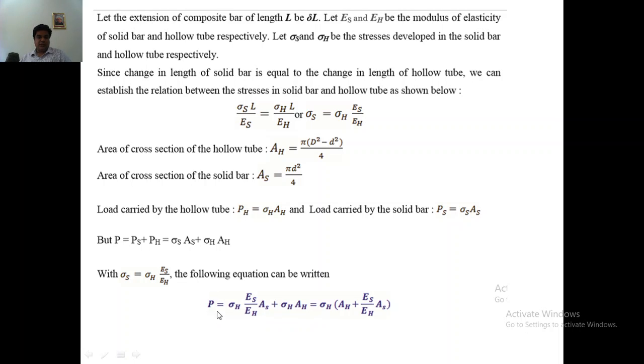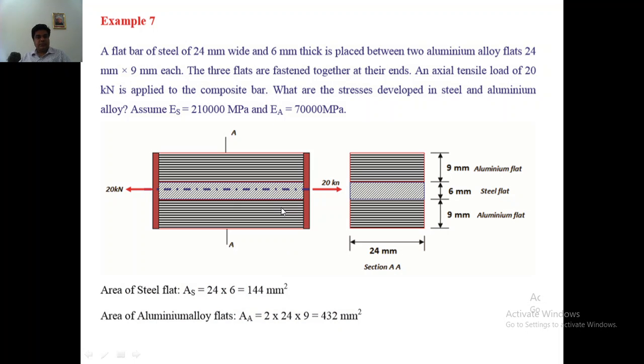So this is the load applied on the composite bar, and how that load is shared by both the solid and hollow bar with respect to the stress in the solid bar and the stress in the hollow bar. Here we have an example. We will solve a problem here with a composite bar.